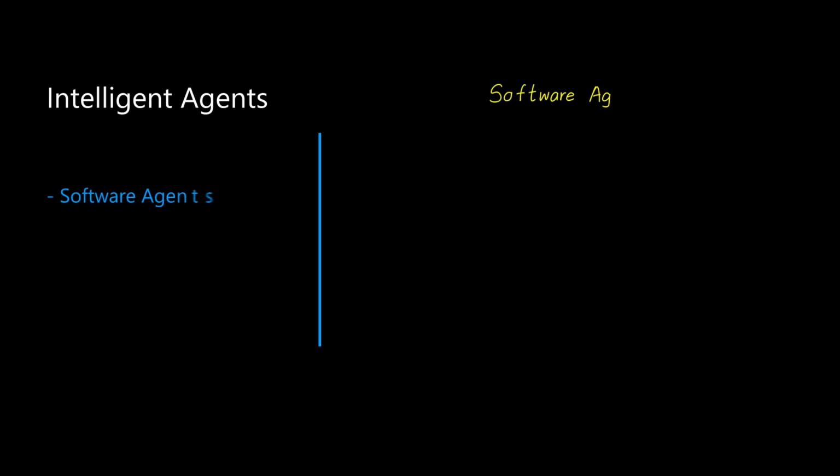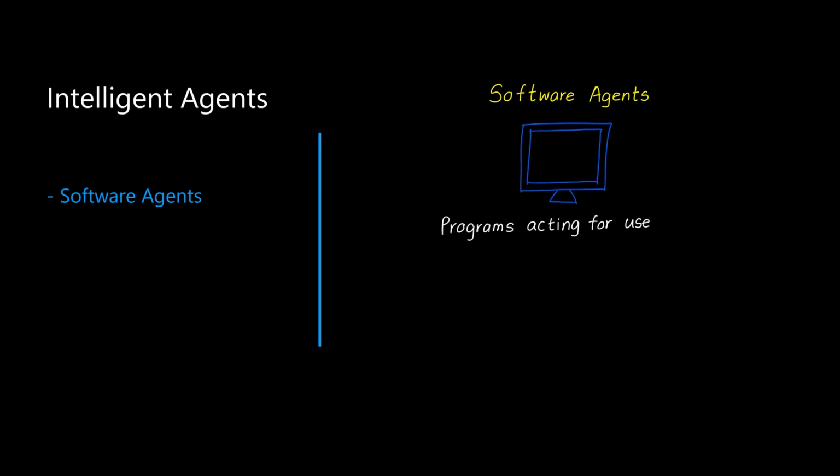Software agents are programs that act on behalf of users or other programs. Your email spam filter is a software agent. It perceives incoming messages and acts by sorting them. The key is that it operates autonomously, making decisions without constant human input.